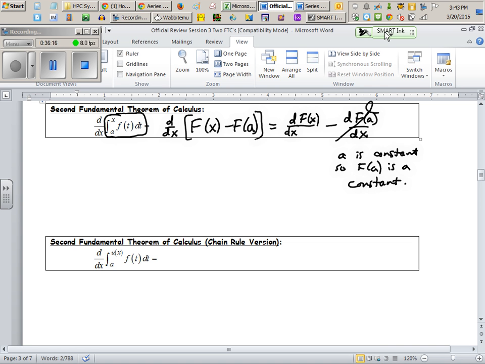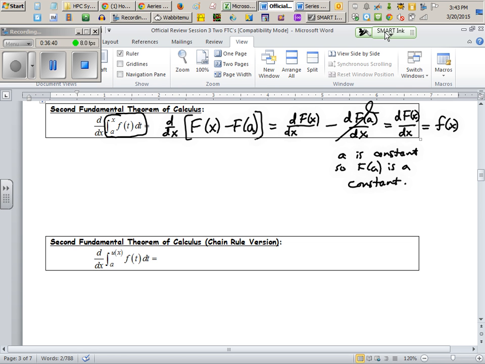So this is the time of the year where you might actually think about why this is true. So this just returns dF of x dx. And what's the derivative of capital F? Lowercase f, right? So it's not that mysterious, really. Some of these rules seem so complex, but they're not.